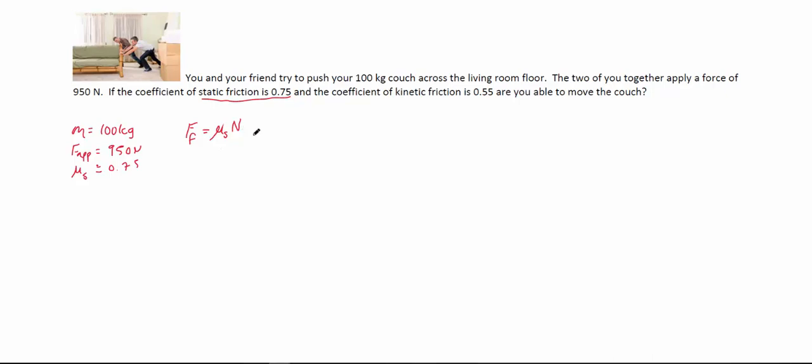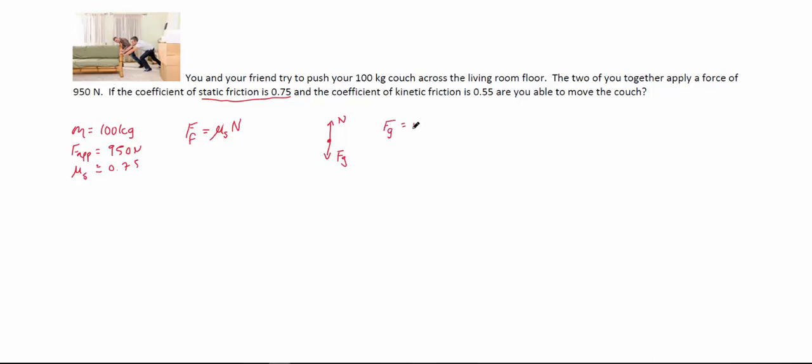Now, we don't know the normal, so if we take a look at our free body diagram, we are looking at the forces acting on the couch, because it is the couch that we are interested in moving. So the couch has a weight, force of gravity, and the floor is pushing back up on the couch, which is the normal. Now the couch isn't moving in the y direction. It's not lifting off the floor, it's not falling through the floor. So those two forces have to be equal in magnitude and opposite in direction. So if we can find the force of gravity, then we know the normal force.